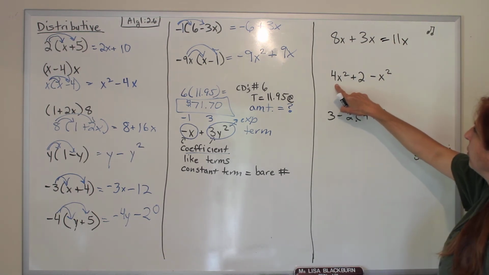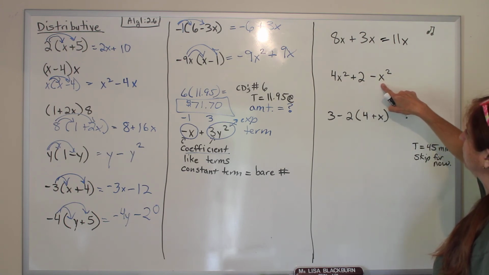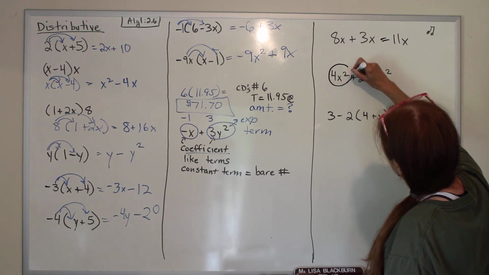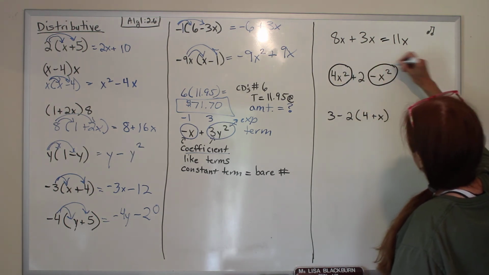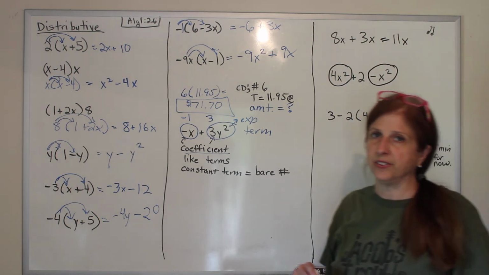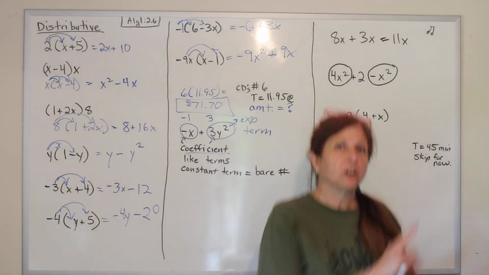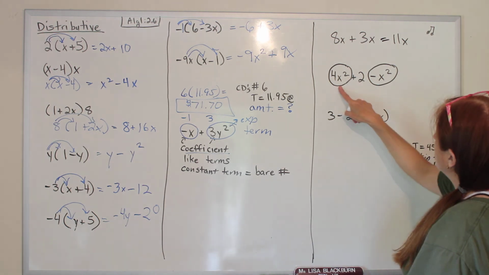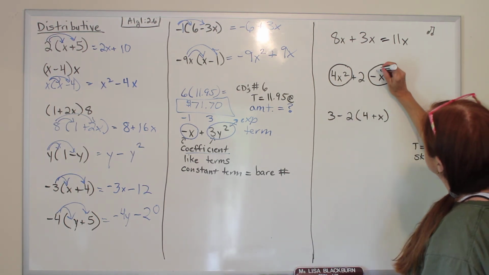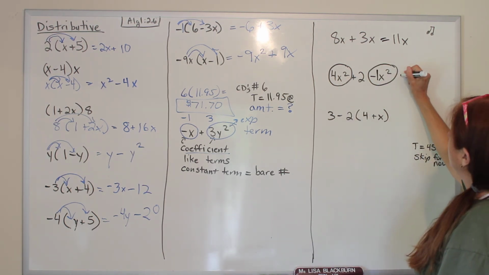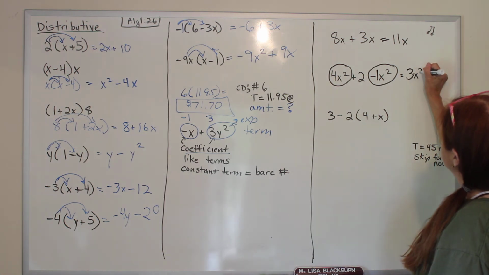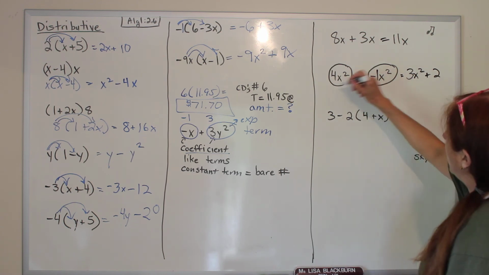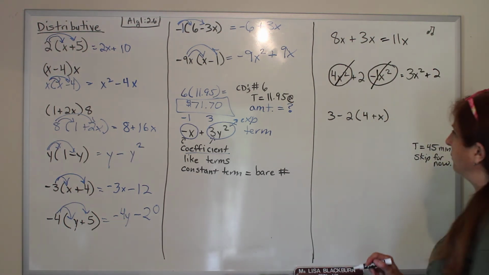How about this one? 4x squared plus 2 minus x squared. You can't do anything with the 2, but these x squareds can be gathered up. So we're going to sing, gathering up your terms. Now sometimes I'll just do my fingers. Alright, so 4x squared minus 1x squared is 3x squared, and the 2 gets unchanged. I will cross them out sometimes after I've gathered them.